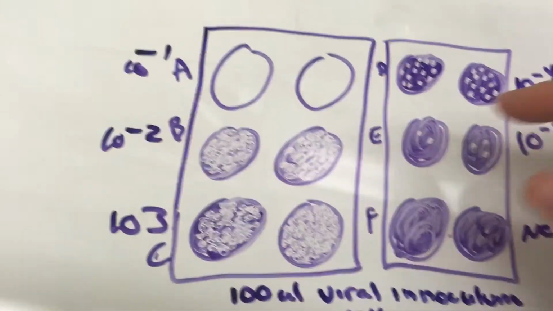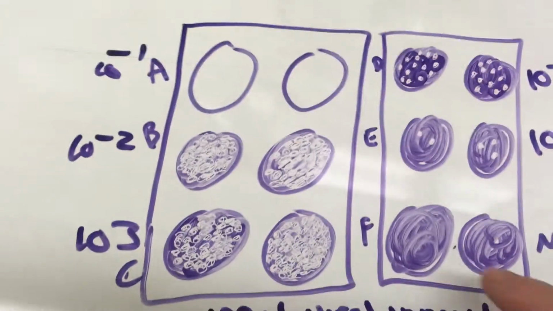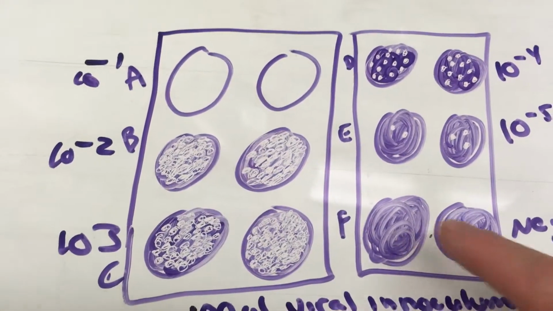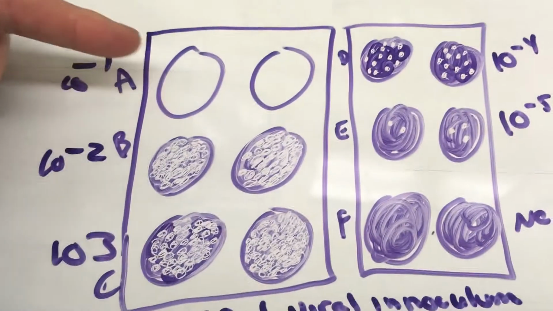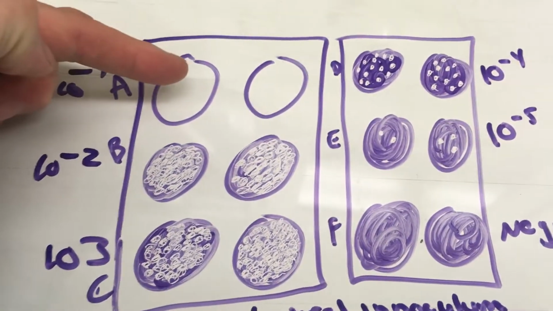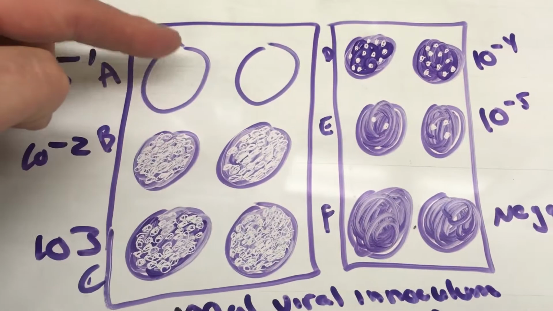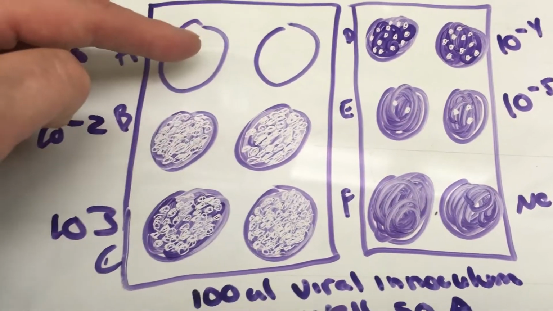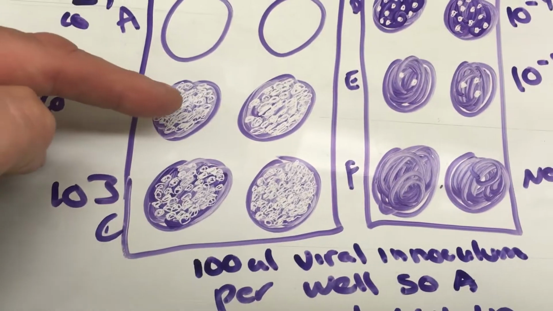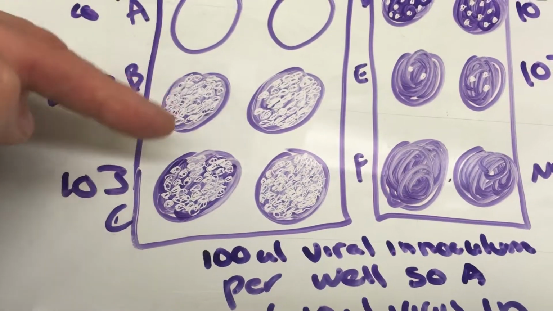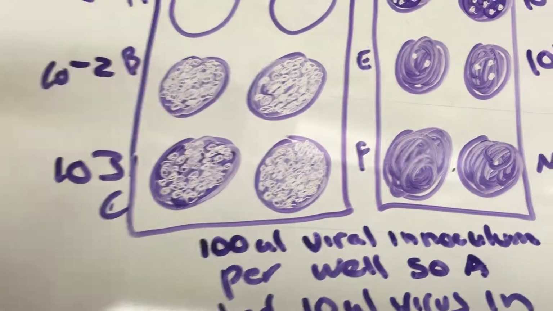And what we have is the negative control. So there's no plaques in the negative control. So that's 0 plaques. Whereas in A, there's been so much virus added that all of the cells are gone. So there's no more purple left. You can see in B and C, there are so many plaques that they run into each other. So it's impossible to really get an accurate count of that.